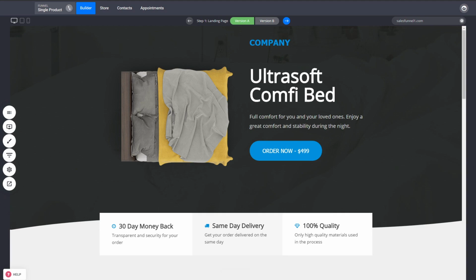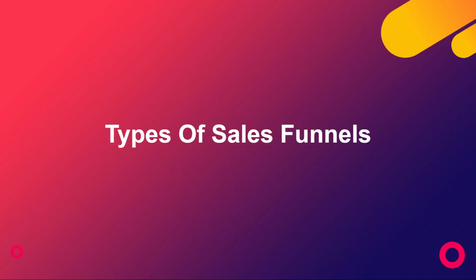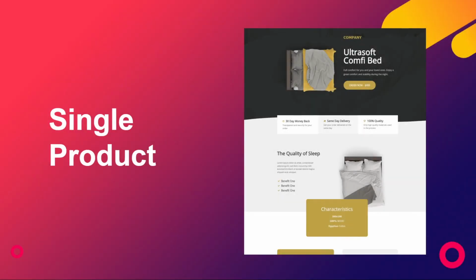So let's go back inside the presentation. So this is the process and an actual funnel that you saw inside the system, and how easy it is to do and modify everything. Now, of course, you have different types of sales funnels. I just showed you a single product type of funnel. Basically, you're highlighting this one product and you just purchase it.